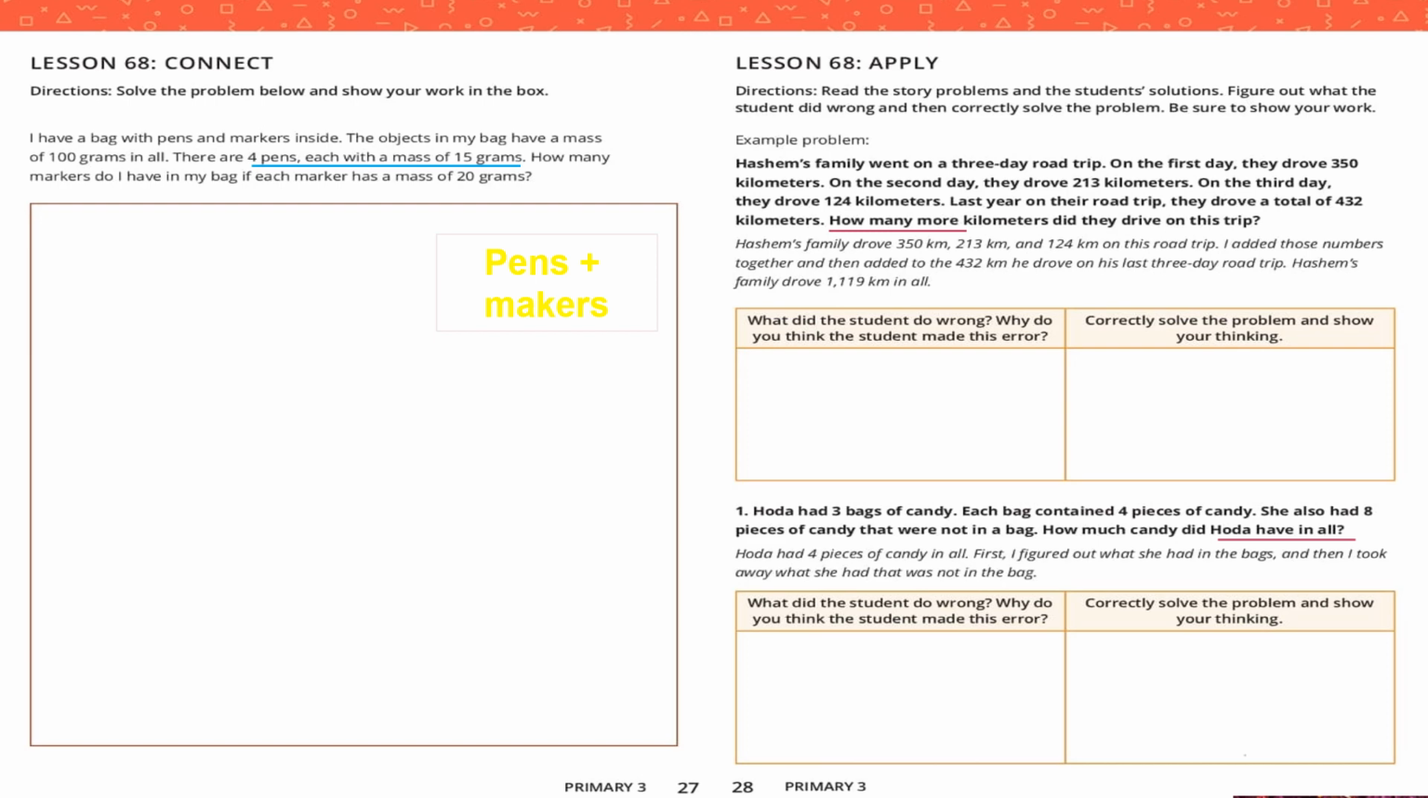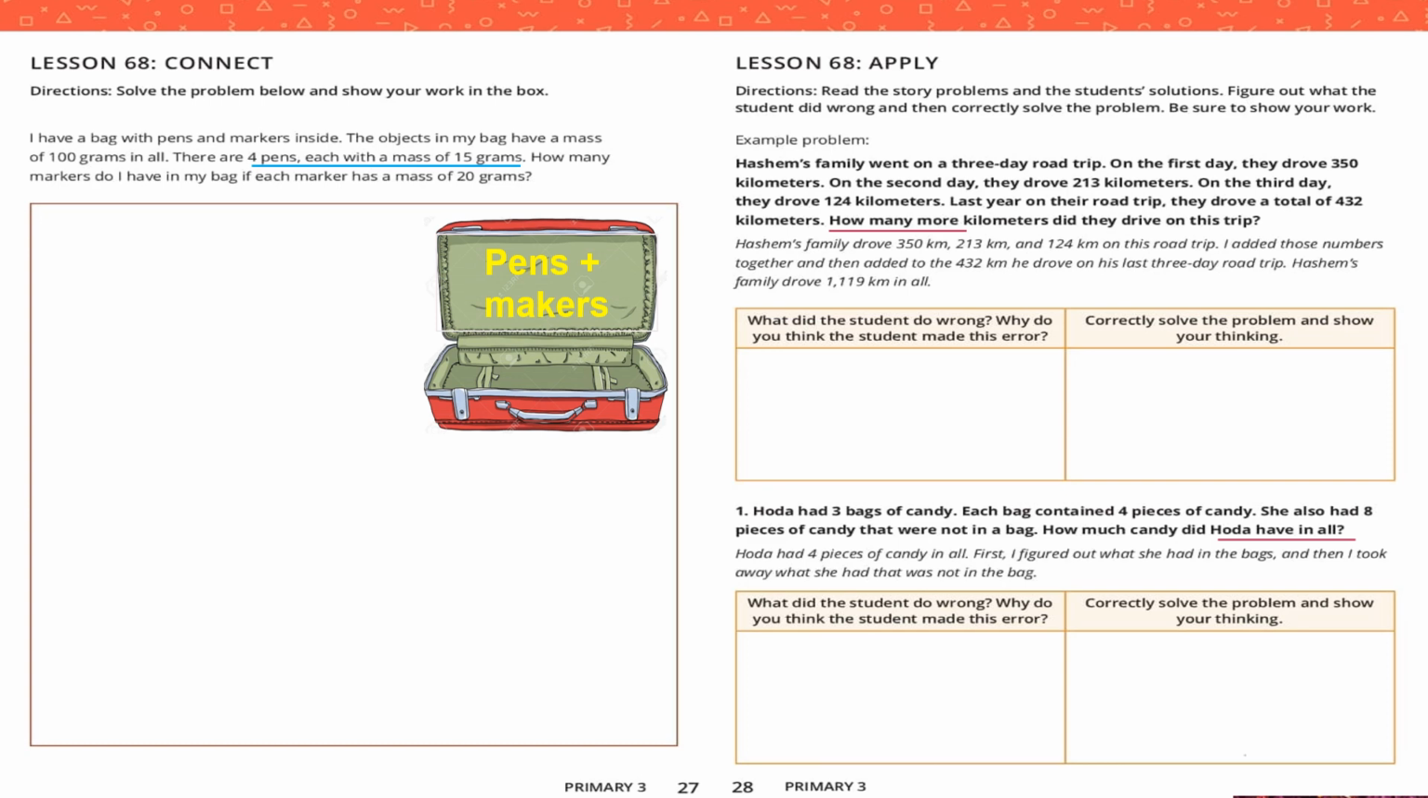There are 4 pens, each with a mass of 15 grams. How many markers do I have, if the marker has a mass of 20 grams? To know how to solve it, we will draw a bag. This bag contains pens and markers. The total mass of this bag, pens and markers, is 100.